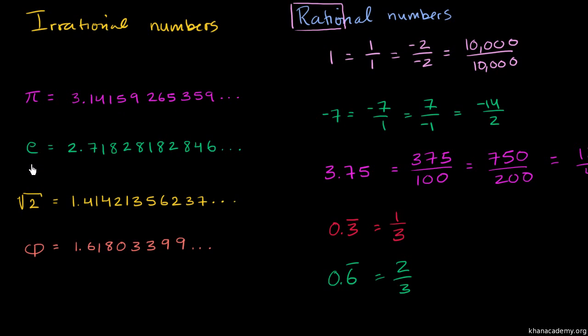It comes out of continuously compounding interest. It comes out of complex analysis. E shows up all over the place. Square root of 2, irrational number. Phi, the golden ratio, irrational number. So these things that really just pop out of nature, many of these numbers are irrational.